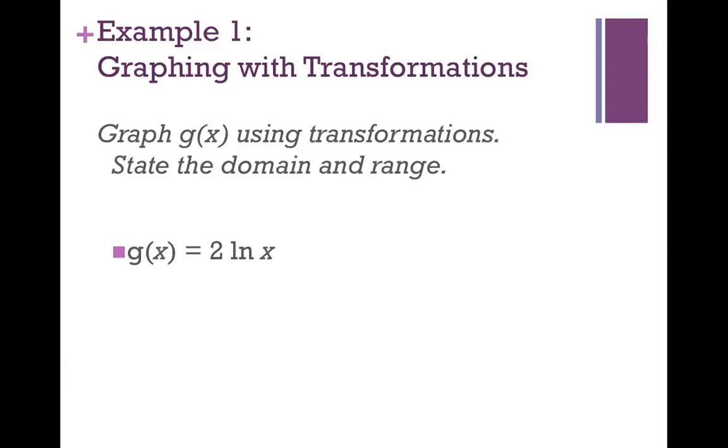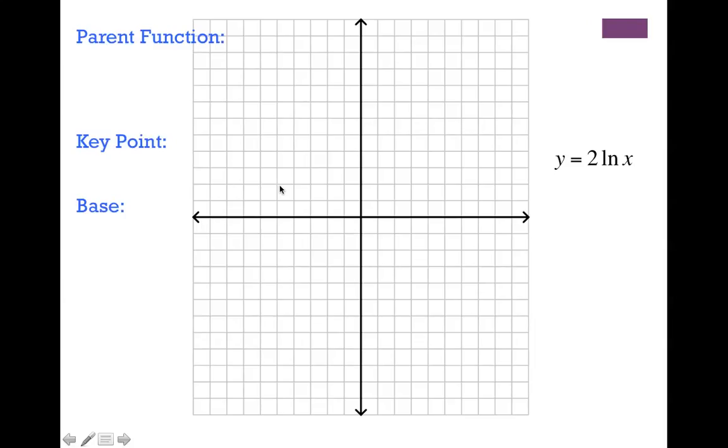Here we're given the function g of x equals 2 natural log x. We're supposed to graph using transformations and then state the domain and range. Okay, so here is sort of the process I would recommend. We know y equals 2 ln x is what we're supposed to graph. I would start by asking yourself, what is the parent function? What's the most basic logarithmic function that's in this equation? And in this case, that's y equals ln x. Okay, natural log of x.